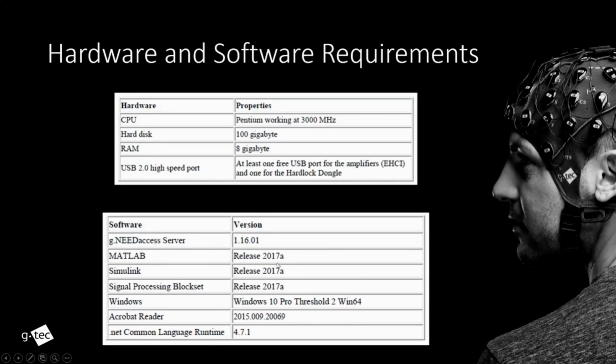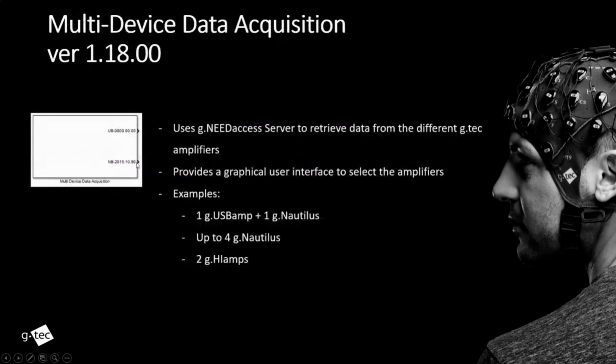In the future, we will update the MATLAB version, maybe to 2019. It depends on the demand of our customers. So this is the toolbox. If you're not familiar with what we use for data acquisition, all g.tec devices use a program called g.Nautilus Access Server, which is written by g.tec. The server retrieves data from all sorts of g.tec amplifiers.